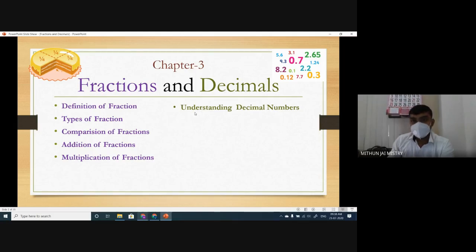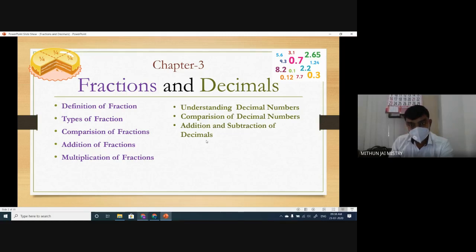Next, coming to decimal numbers, we will understand what decimal numbers are. Then we will compare them too. We will do comparison of decimal numbers. We will do addition and subtraction of decimals. And finally, we will do multiplication and division of decimals.